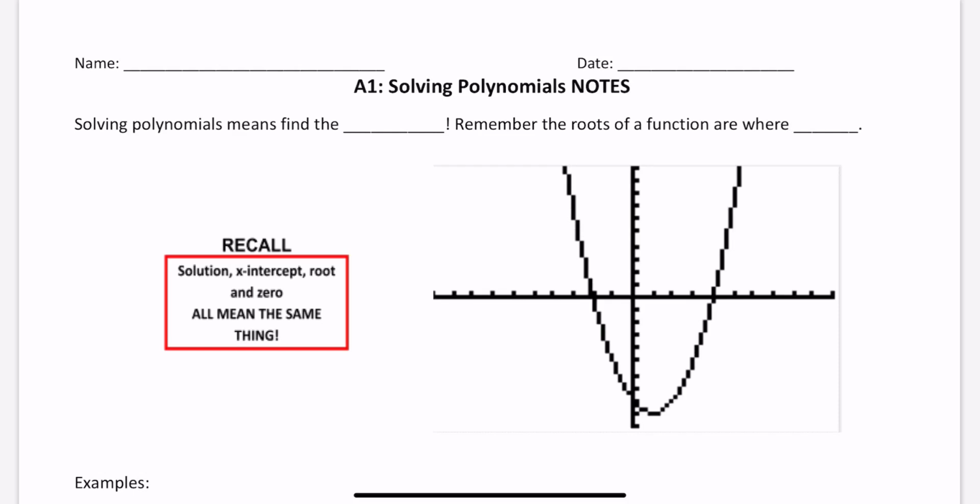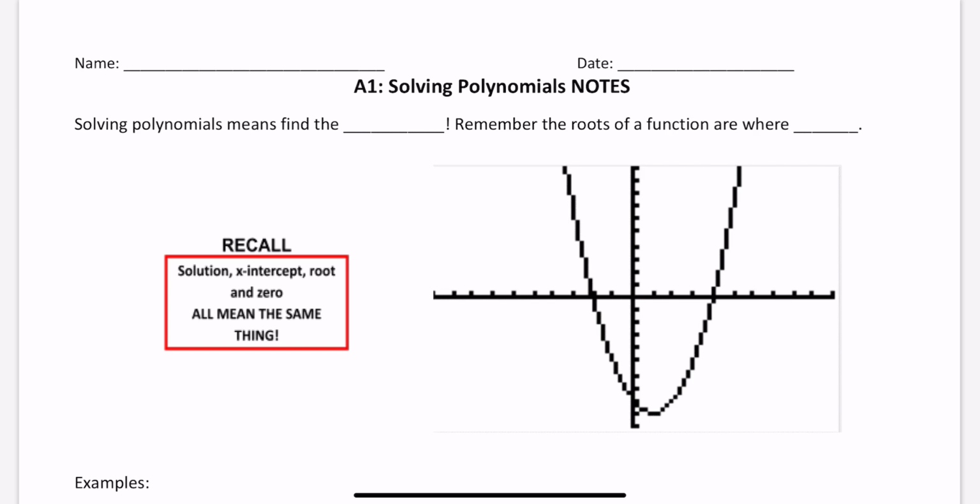Hey guys, today we're going to talk about solving polynomials. So we're going to have equations, and I'm going to ask you to tell me what the solutions are. And as a reminder, roots, solutions, and zeros are all x-intercepts. So visually what we're looking for is something that looks like this U shape.